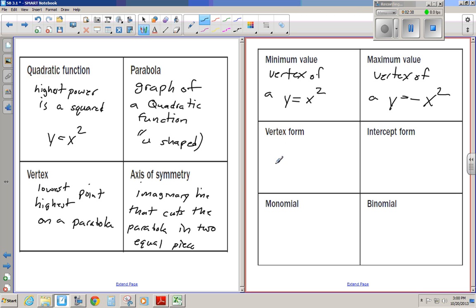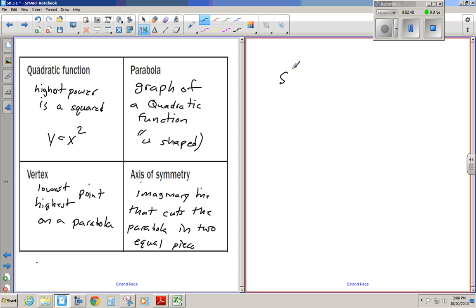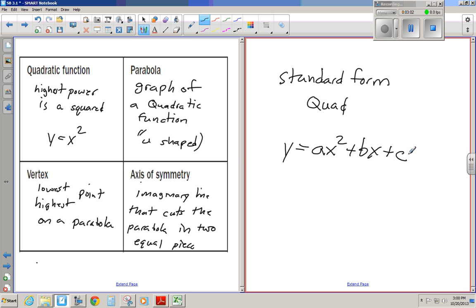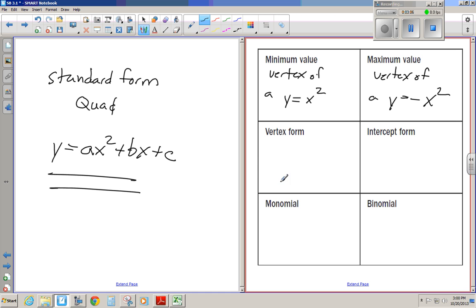Vertex form. Let me see. I don't see a standard form. Let me add to one of your words here. Standard form for a quadratic is y equals ax squared plus bx plus c. This is standard form for a quadratic.